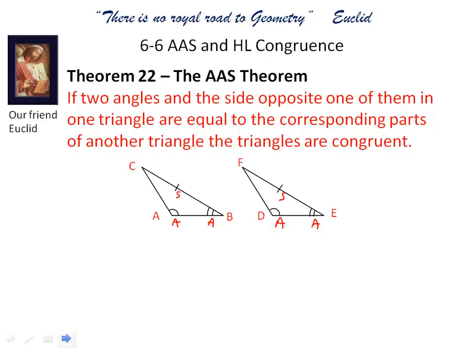So you show it the same way you do ASA, SAS, and SSS. You have to make a series of statements, take your givens into account, and demonstrate that 2 triangles have angle angle side congruency. Alright, so that's theorem 22, the AAS theorem.